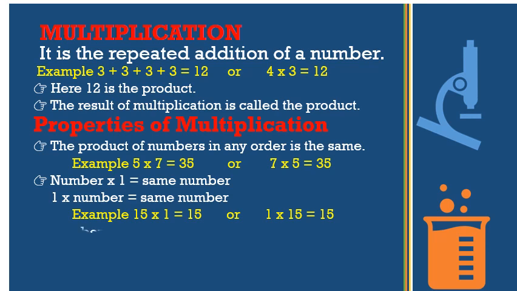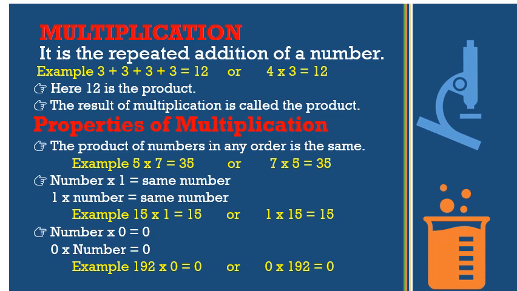Now let's come to the next property. Number multiplied by 0 is equal to 0, or we can say 0 multiplied by number is equal to 0. Whether you multiply a number by 0 or you multiply 0 by any number, the product will always remain 0. So you can understand this with the help of example. 192 multiplied by 0, answer is 0. Or we can say 0 multiplied by 192 is equal to 0. Here also the answer is 0.